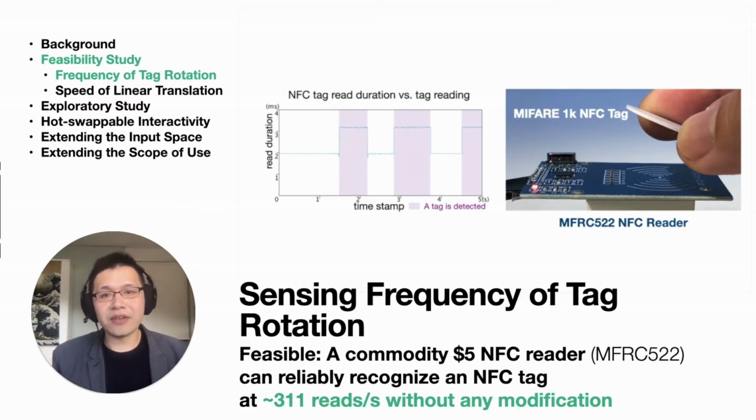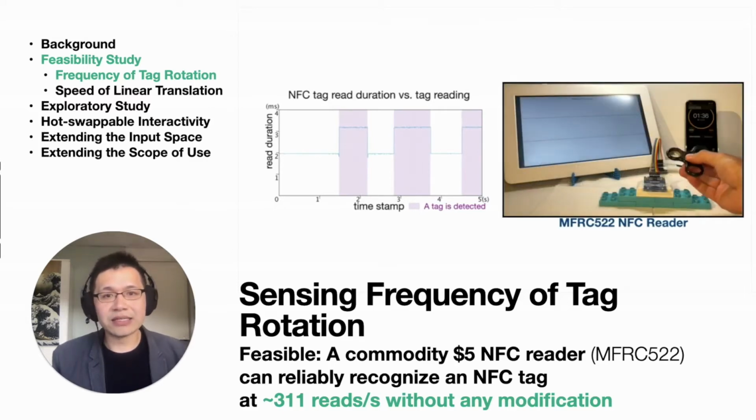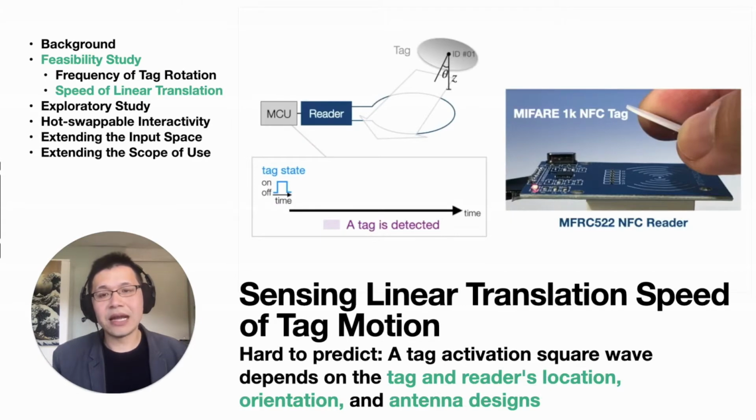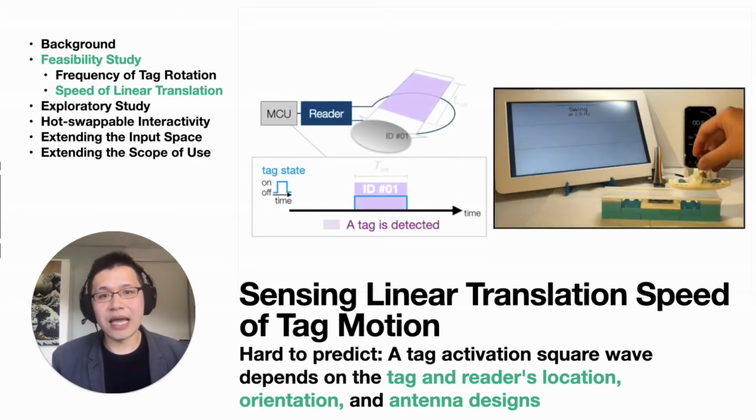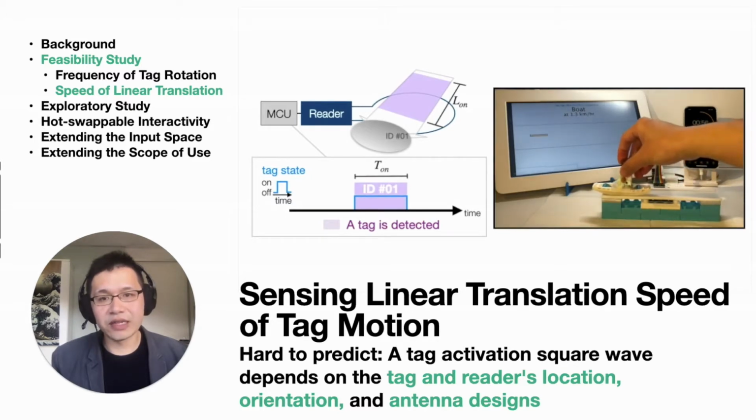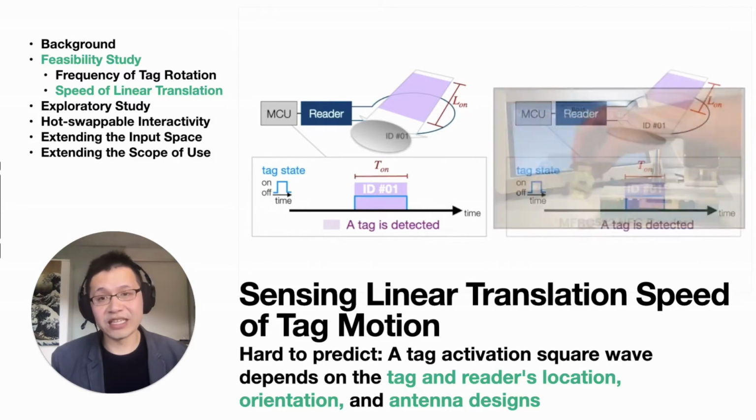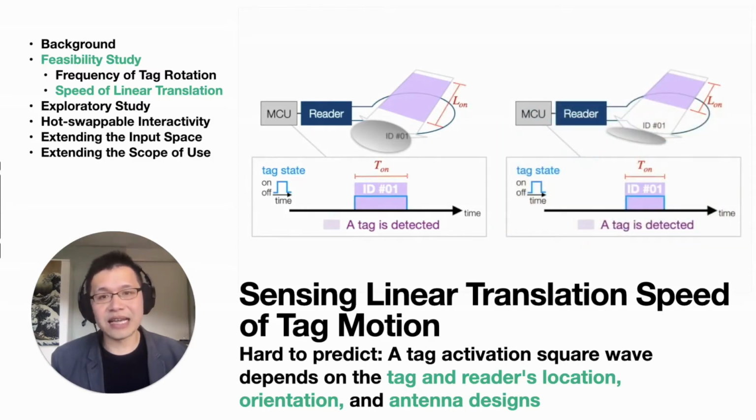An unmodified commodity reader can recognize a tag at above 300 reads per second, so it can reliably resolve the frequency of a rotation. Ideally, linear motions can be derived from the path length and the time duration of the tag activation as well. Unfortunately, the tag activation behavior is hard to predict because it depends on the tag-to-reader location, orientation, and antenna designs.